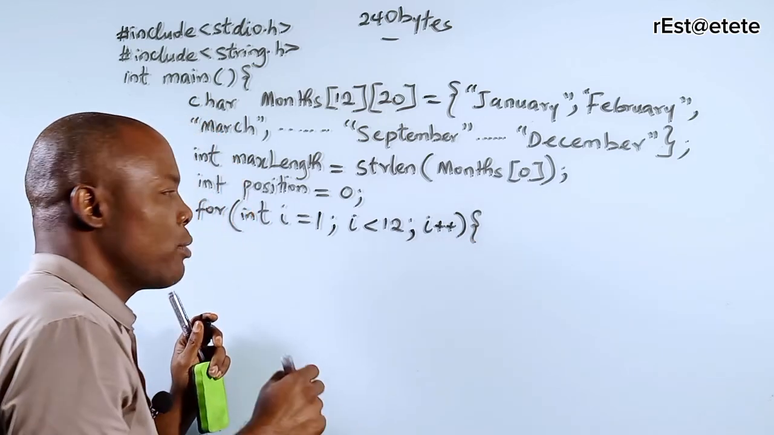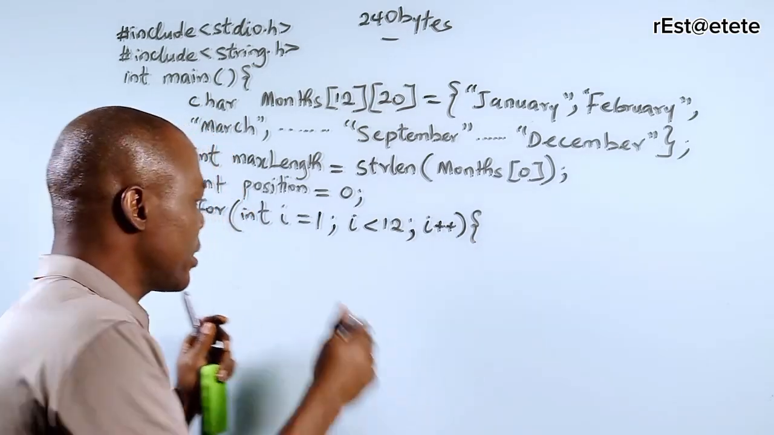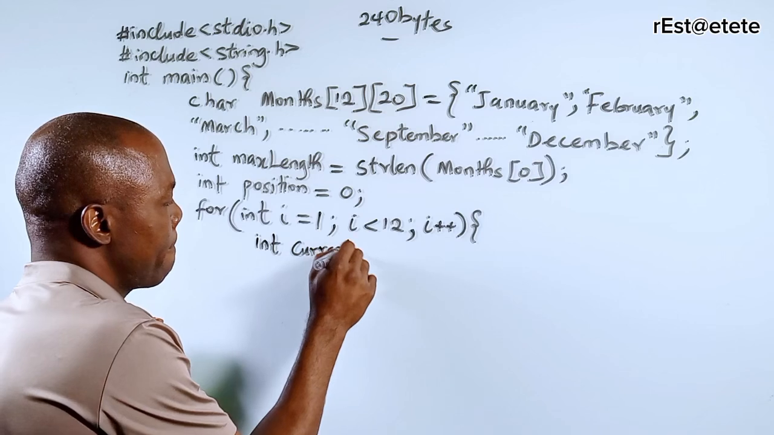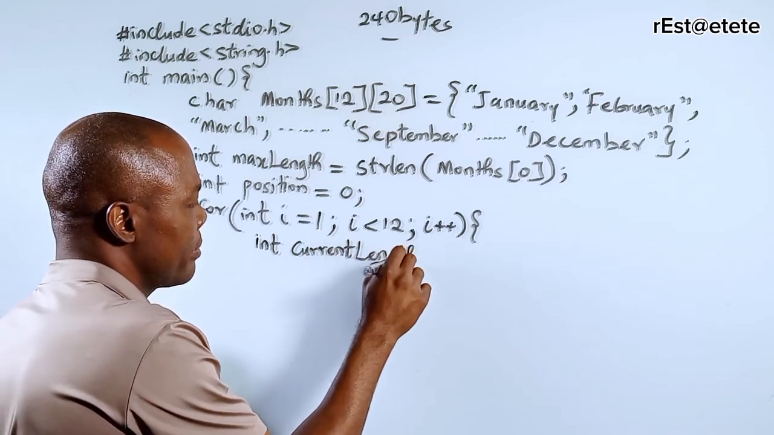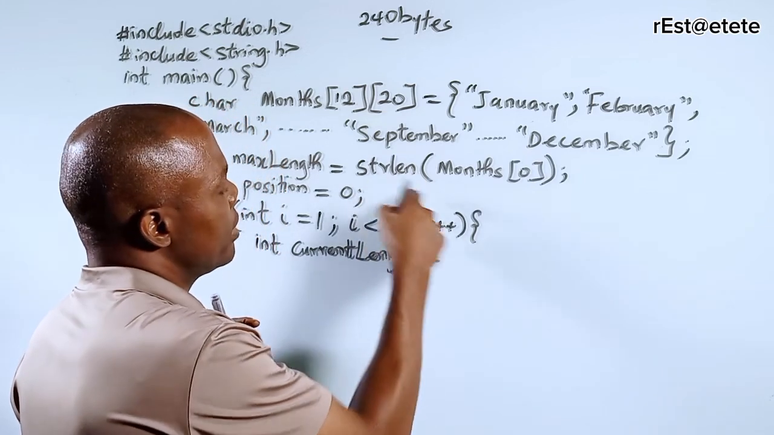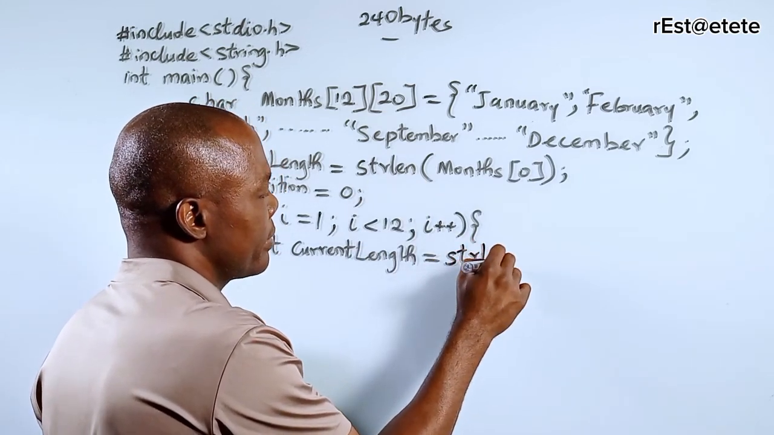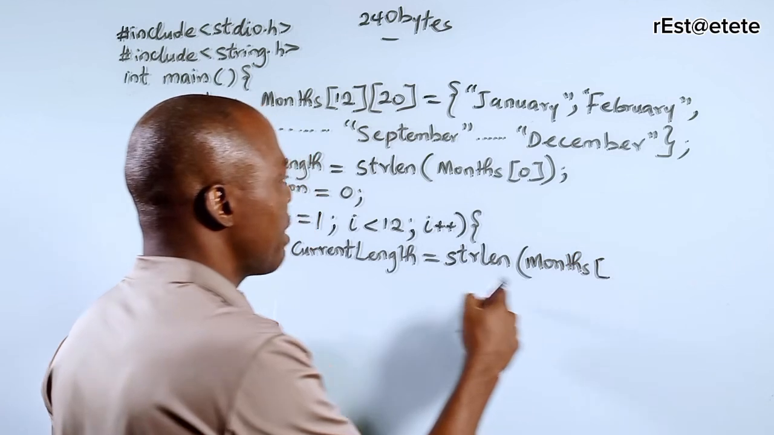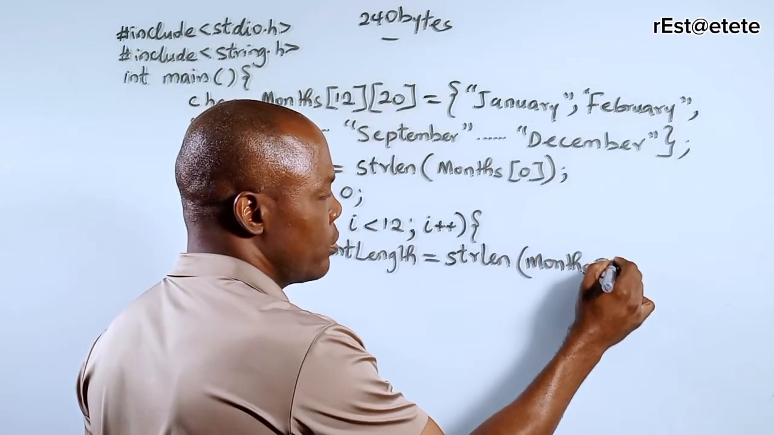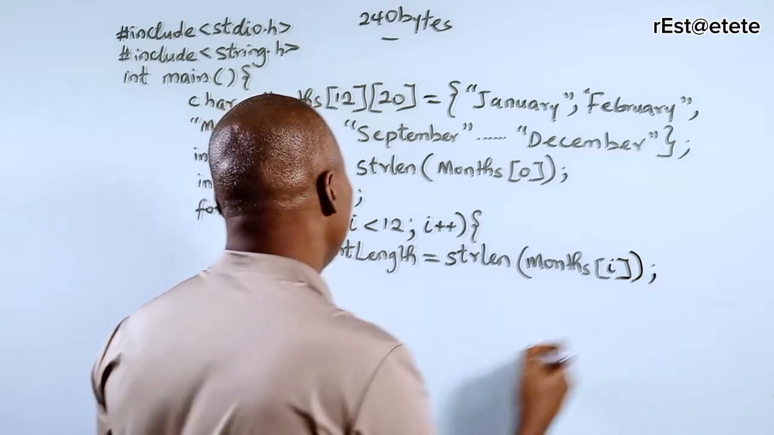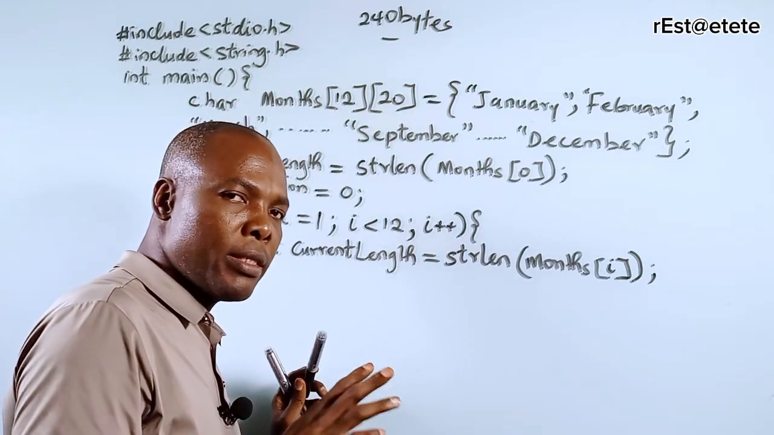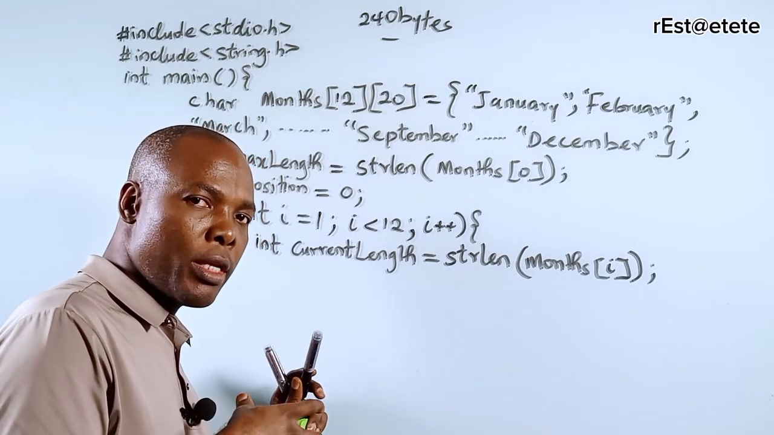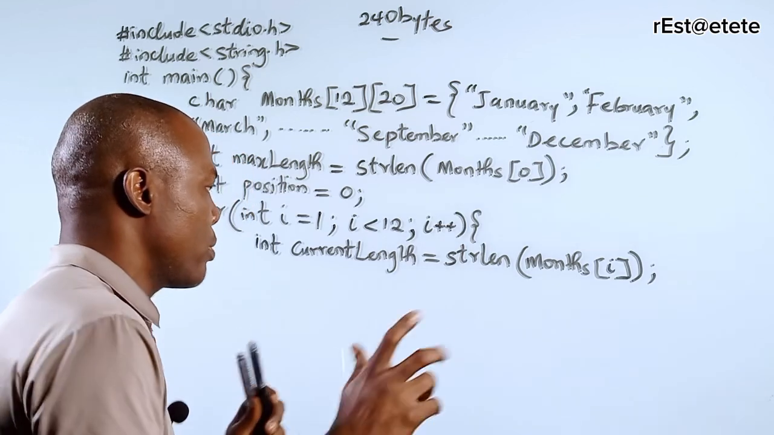In this for loop, I'm going to declare another variable. I will call it current length, int current length. For this one too, I will do the same thing: str length, then I will supply month, and this time this i is what I'm going to put here. Then I will close this. Now I'm going to use my if statement to do the checking. This is like a lever checking what is coming in.